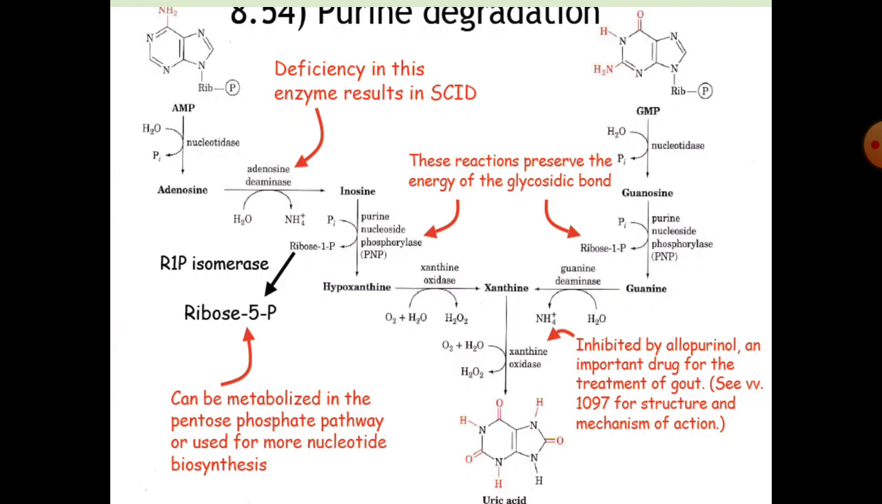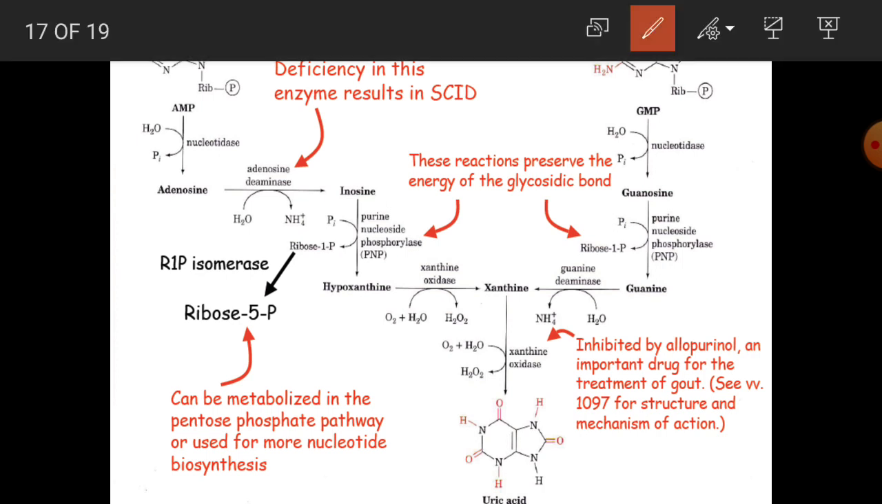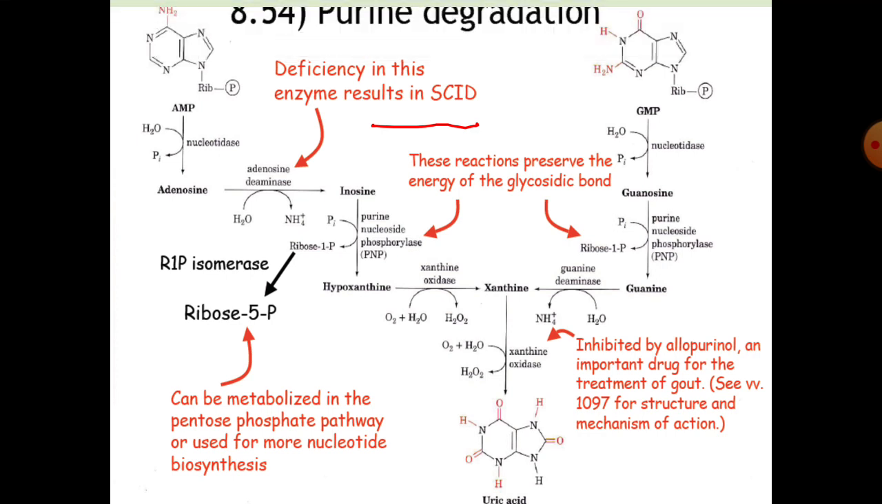So, this is the overview of purine catabolism as well as the enzyme deficiencies leading to which disease, like ADA deficiency leading to SCID, that is bubble baby syndrome. Then this xanthine oxidase is inhibited by allopurinol. All these are seen in this.